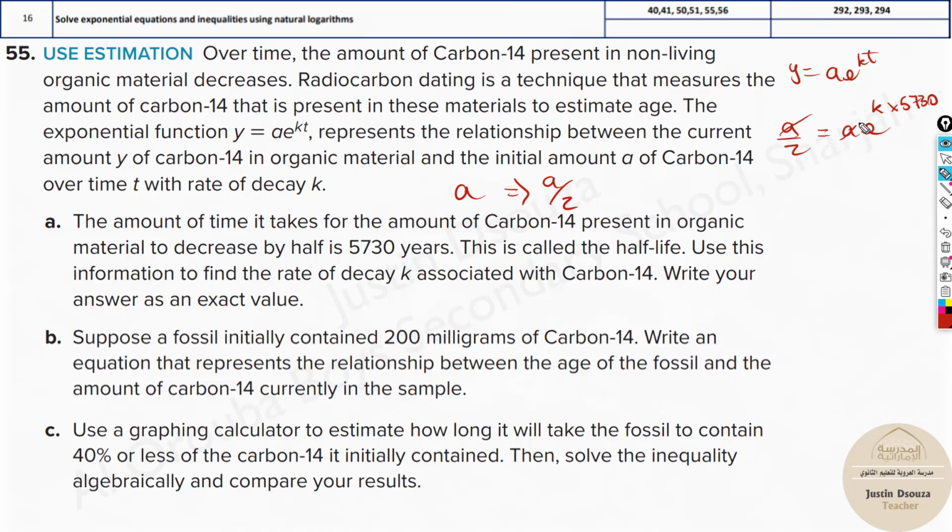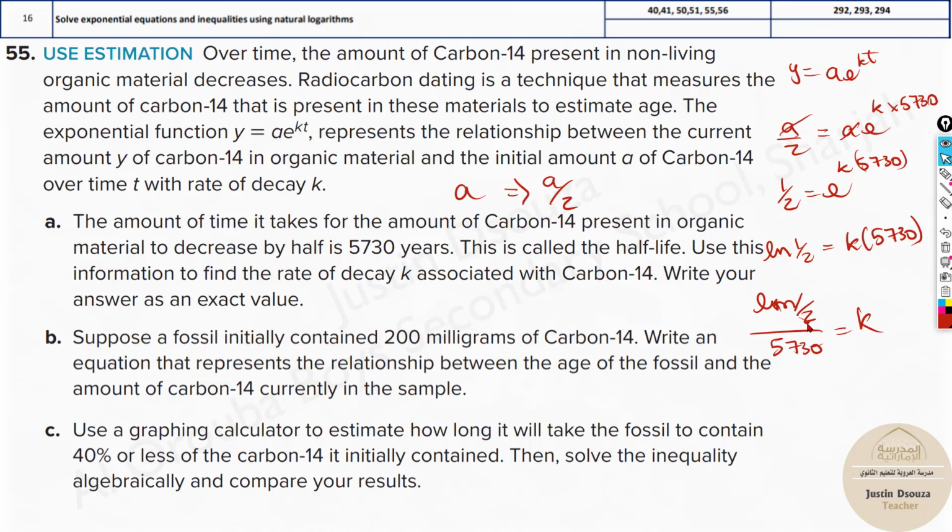Now this a and a cancel when you divide both sides by a. So you'll have 1/2 equals e^(k·5730). Now you take ln on both sides, it will be ln(1/2) over here, and ln of e^(k·5730) over here. What happens? I'll just write it directly. This goes because they're inverses of each other. You will have k times 5730, and now divide both sides by 5730. That'll be ln(1/2) divided by 5730 is equal to k. This is the exact value.